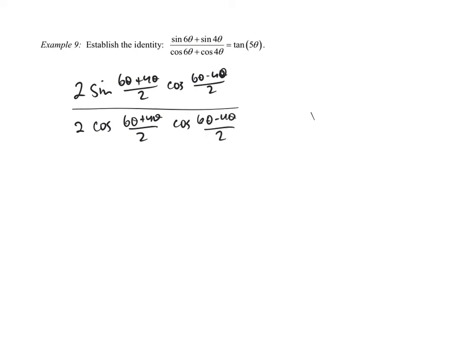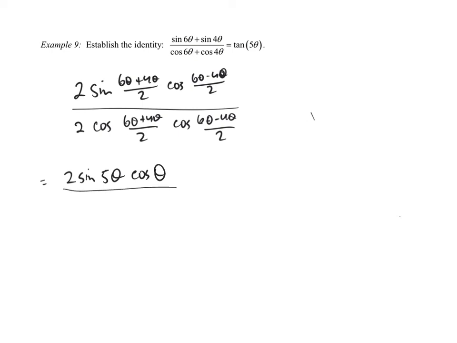Okay, so going ahead and simplifying this, I'm going to have 2 sine. Do a little bit of mental math here, so I'll point out what I'm doing. In this fraction right here, 6 theta plus 4 theta is 10 theta, divided by 2 is going to be 5 theta. So I'm just going to skip a couple of steps there. And then cosine 6 theta minus 4 theta is 2 theta, divided by 2 is just going to be regular 1 theta.